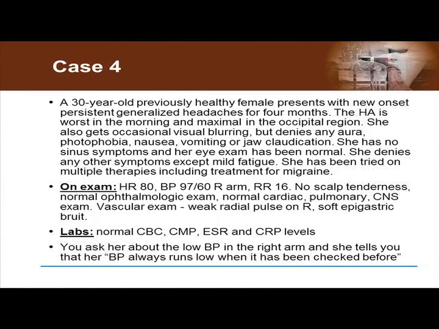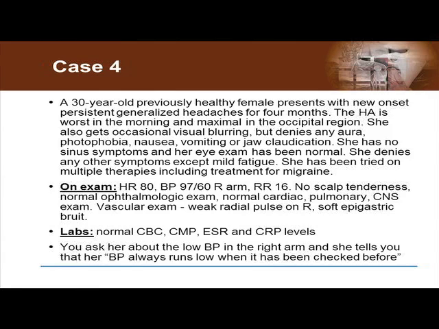A 30-year-old previously healthy lady presents with new onset persistent generalized headaches for 4 months. The headache is worst in the morning and maximal in the occipital region. She also gets occasional visual blurring, but she denies any aura, photophobia, nausea, vomiting, or jaw claudication. She has no sinus symptoms, and her eye exam is normal. She denies any other symptoms except for mild fatigue, and she has been tried on multiple therapies for the headache, including treatment for migraine. On exam, the only notable finding is a low blood pressure of 97/60 in her right arm and a soft epigastric bruit.